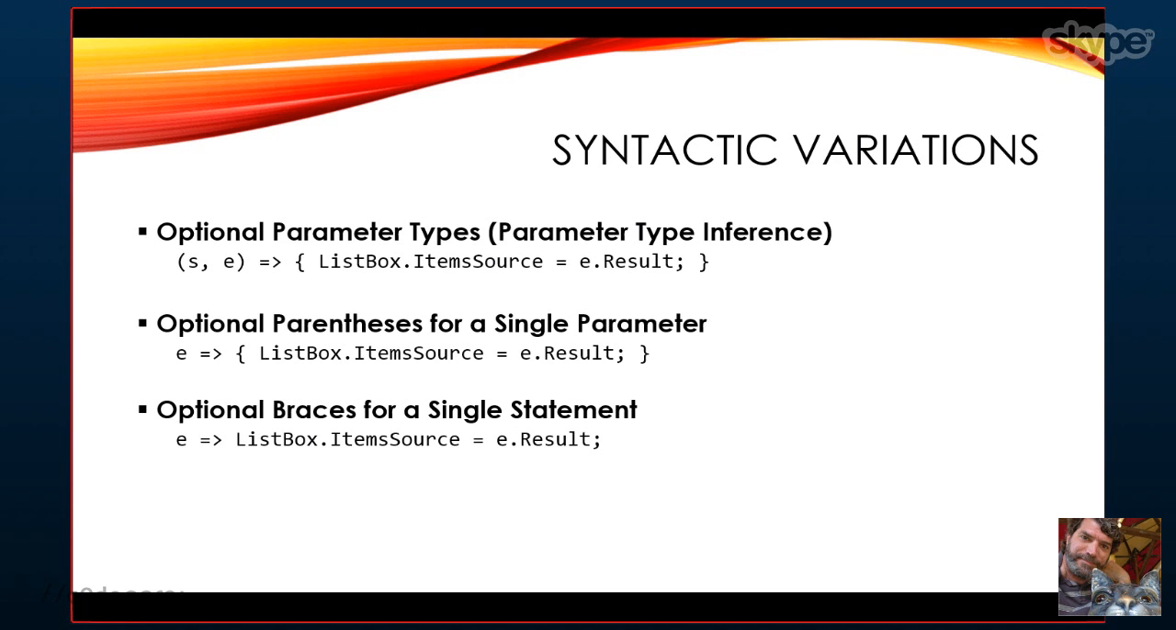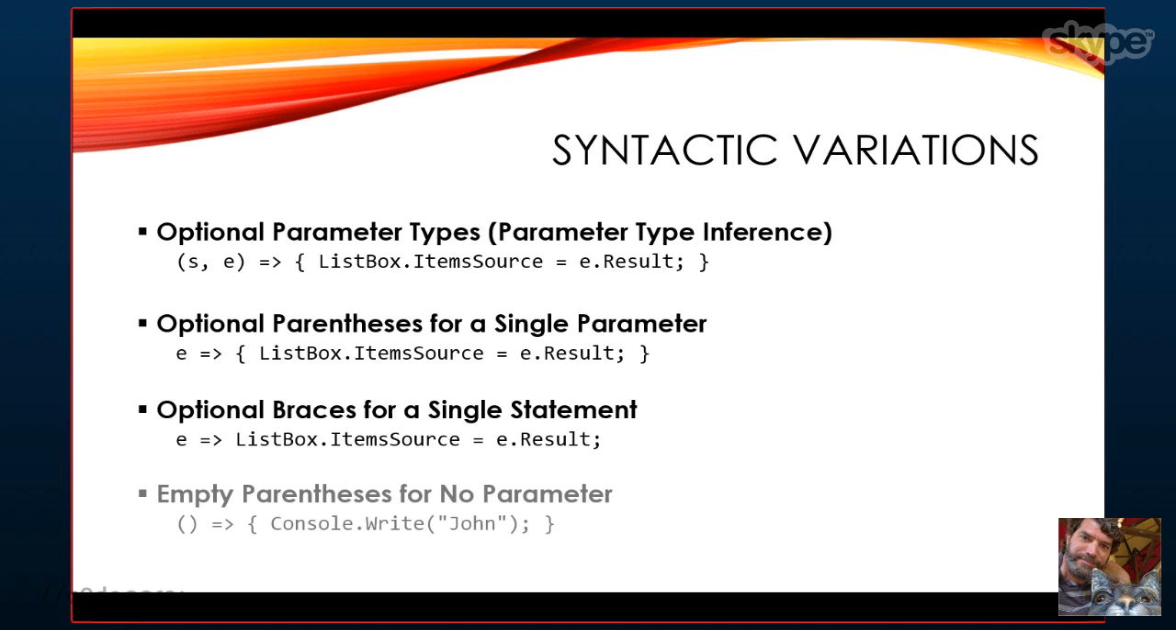There is one other variation. We don't really run into this when we're dealing with LINQ methods, but I have come across this when dealing with different types of frameworks that need delegates. There are times where we have delegates that don't take any parameters at all. We can still use lambda expressions in those situations. All we do is put a set of empty parentheses where our parameters normally go, and that specifies that this delegate doesn't take any parameters at all.